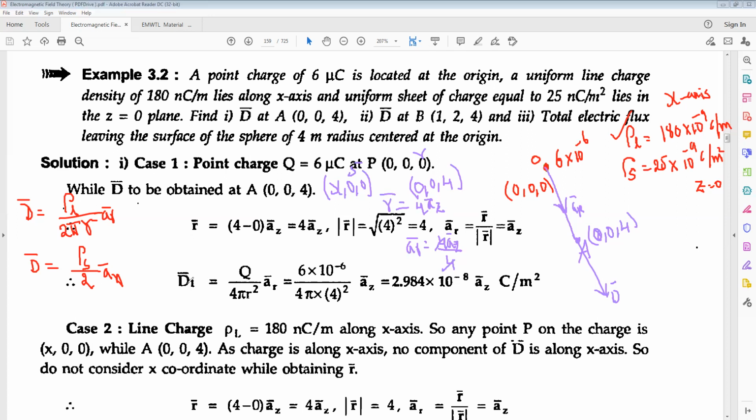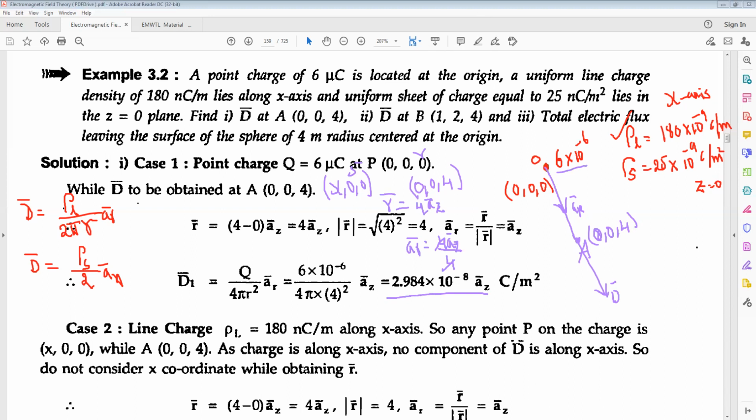Now, the D1 is for the point charge. They are saying a point charge of 6 microcoulomb is located at the origin. At the point charge, Q is equal to 6 into 10 to the power of minus 6, over 4 pi into 4 square. That 4 square means R is the square root of 4 square. AR bar is equal to AZ bar. Got it? That is the Q we can find out. Q is given as 6 into 10 to the power of minus 6, and you can substitute to get 2.984 into 10 to the power of minus 8 AZ bar coulomb per meter square.